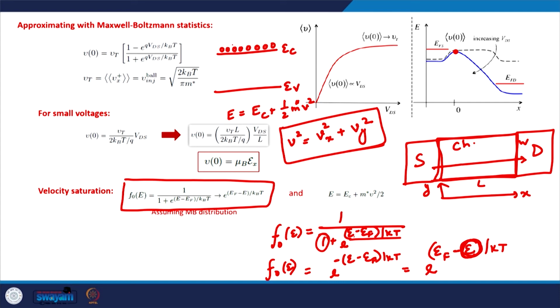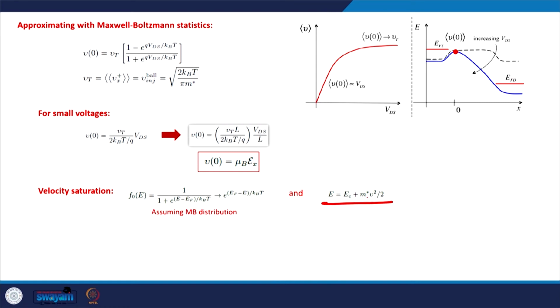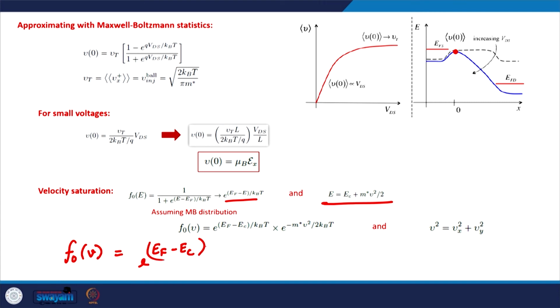So the total energy of the electron that is sitting in the conduction band is the potential energy, which is the bottom of the conduction band, plus the kinetic energy. And if we put this energy value in the Fermi-Dirac distribution function, which becomes a Maxwell-Boltzmann distribution, so if we put E equal to EC plus half m star v square in this function, what we obtain is the distribution of various velocities. So the distribution of velocities is exponential of EF minus EC, where E is being replaced by EC plus half m star v square, so this will be EF minus EC minus m star v square by 2 KT.